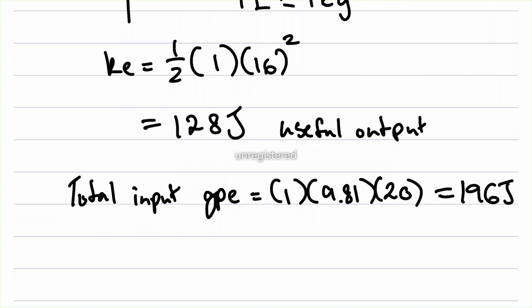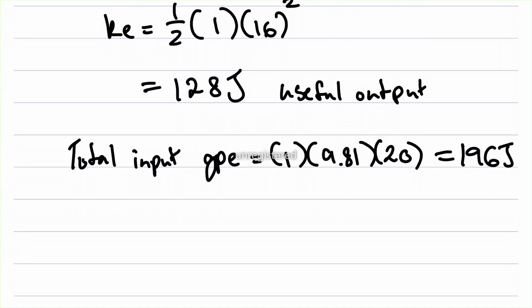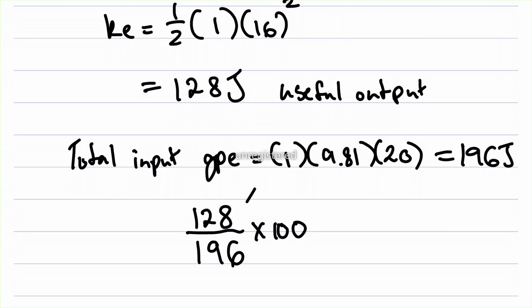So we have our 128 of kinetic energy over our gravitational energy, and that's going to be times 100. The useful output is our kinetic energy output, and our input is gravitational potential energy. That should give us about 65% efficiency.